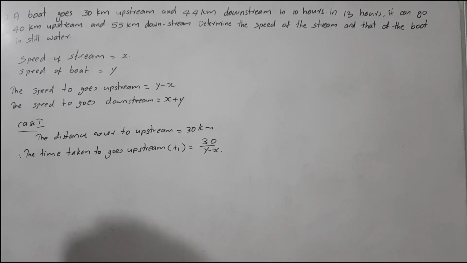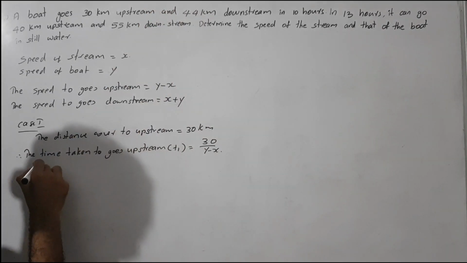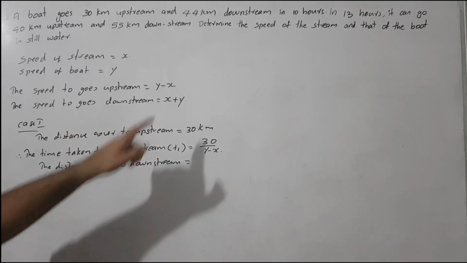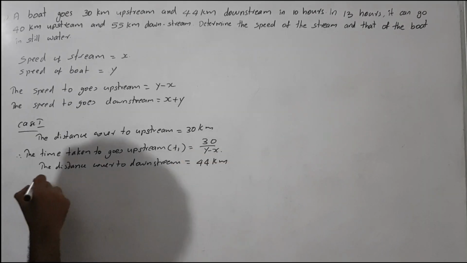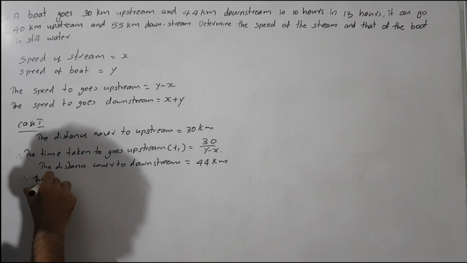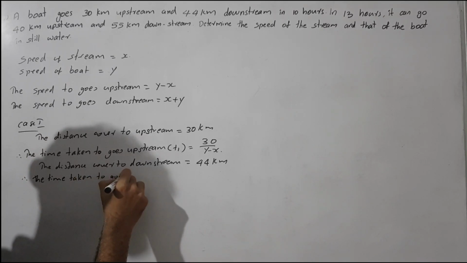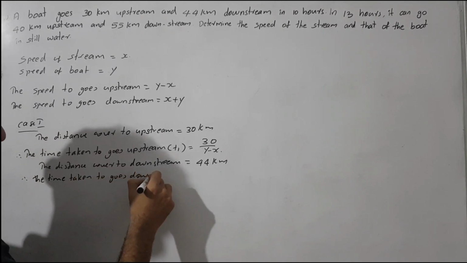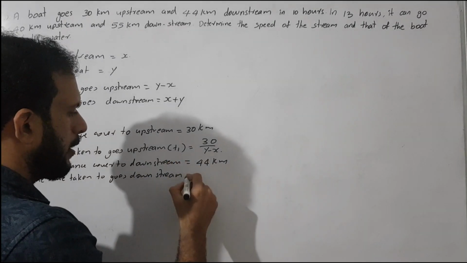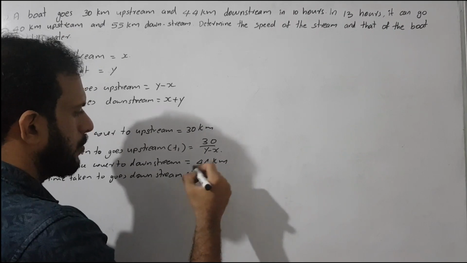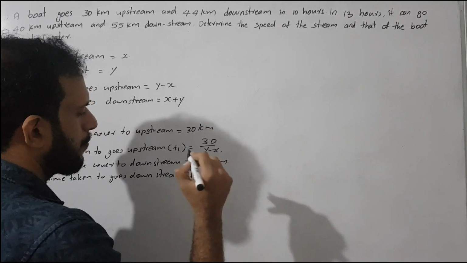Okay, then the distance covered downstream is equal to 44 kilometer. For the time taken to go downstream, we denote it t2. Okay, t2 is equal to 44 by x plus y.